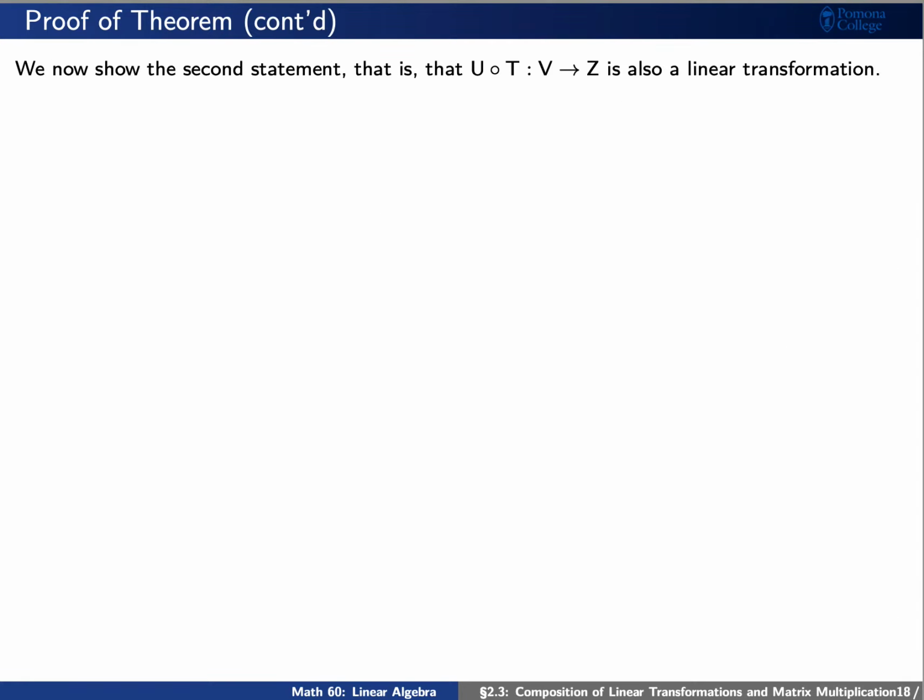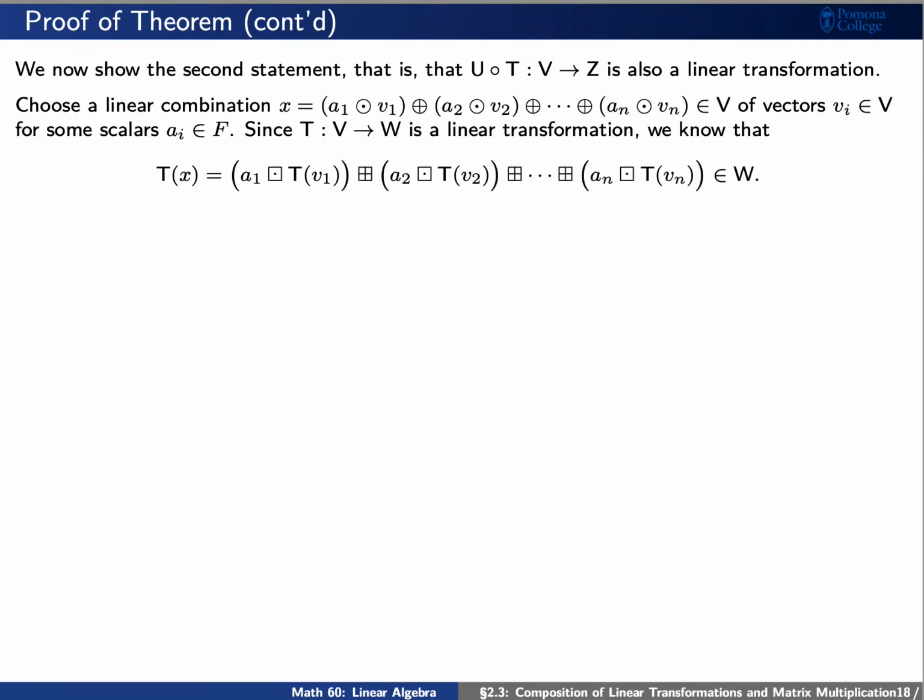Now let's show the second statement. That is that the composition is also a linear transformation. The basic idea here is that we need to make sure that our composition preserves linear combinations. To this end, let's take a linear combination from our vector space capital V.